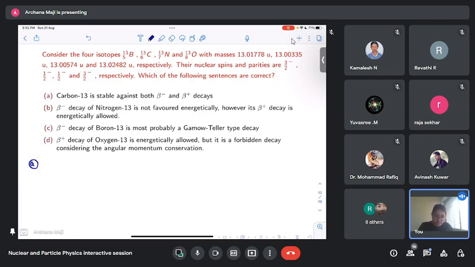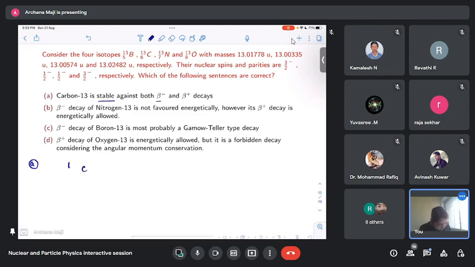In order to see whether a particular beta decay process is possible or not, we need to check whether its Q value is greater than 0 or not. If it is greater than 0, then the decay process is possible, and then we will say that carbon 13 is not stable. But if it is less than 0, then that decay process is not possible, and hence carbon 13 is stable against both beta minus and beta plus decays.